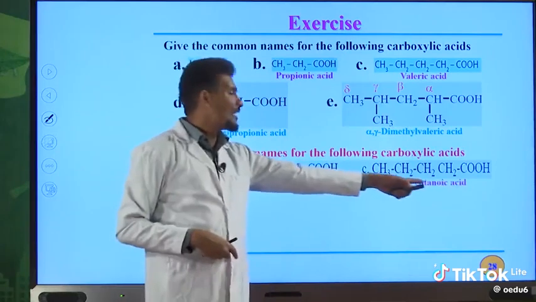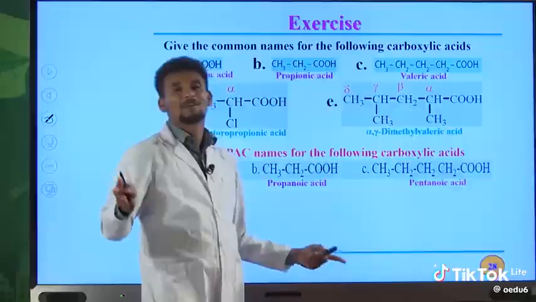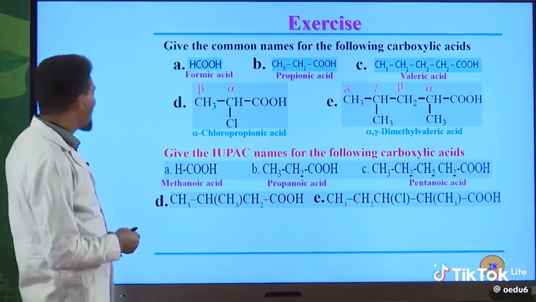This one is pentanoic acid. With 2 carbon atoms it is ethanoic acid, and with 4 it is butanoic acid. If we have substituents, how can we write the IUPAC names for those carboxylic acids?